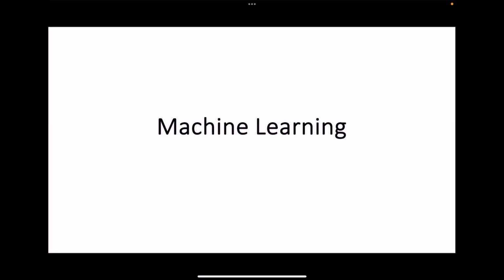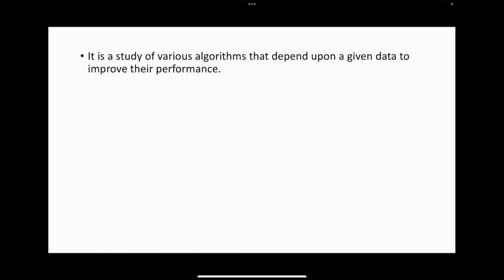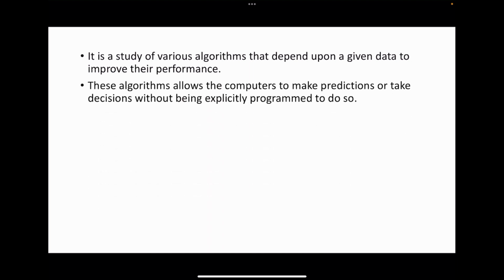So, what exactly is machine learning? Let's find out and gain an insight on the basic principles of machine learning. What is it? So, basically, machine learning is a study of various algorithms that depend upon a given data to improve their performance. These algorithms allow the computers to make predictions or take decisions without being explicitly programmed to do so. So these are some algorithms which are basically designed in such a way that these do not need to be instructed for each and every step or how we want to solve this problem. These algorithms learn by themselves with the help of a given data to make predictions or whatever task they are used to do.